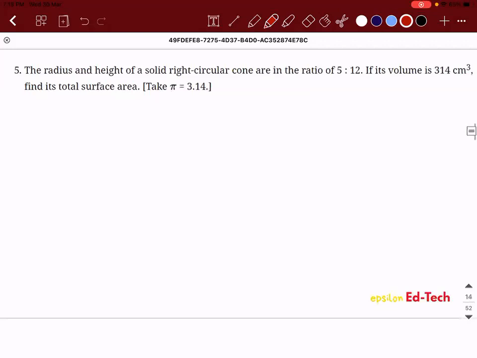The radius and height of a solid cone are in the ratio 5:12. So R is to H is equal to 5:12. If its volume is 314 centimeters cube, so 1 by 3 pi R square H is 314. Find its total surface area. It's a right circular cone. So what is the surface area of a cone? It is pi R into L plus R. Correct?